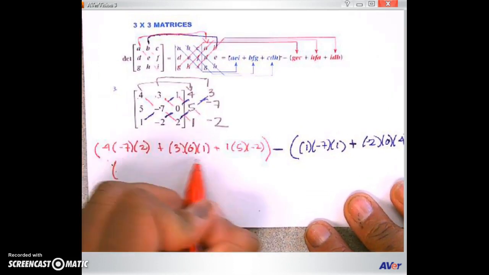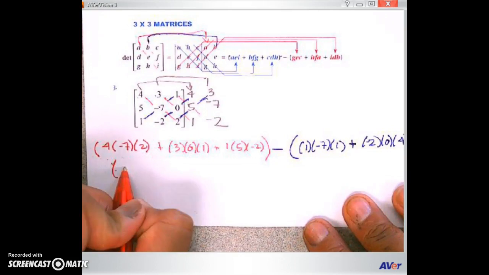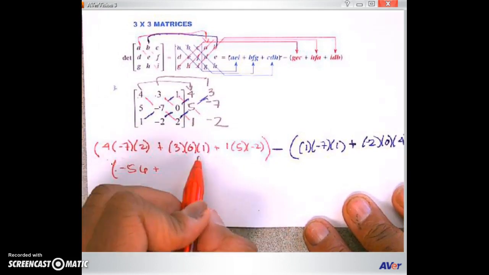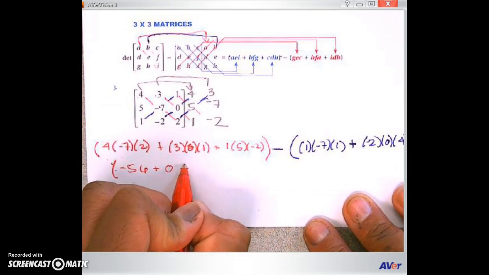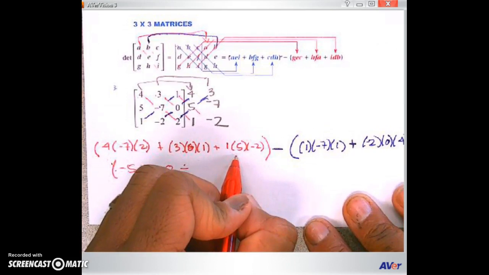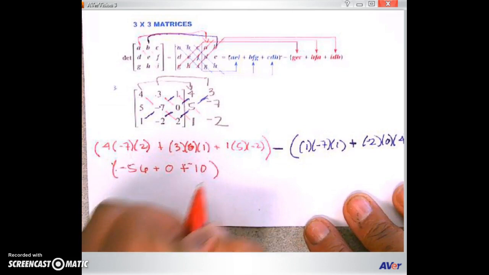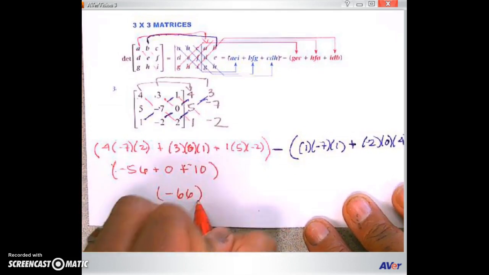You could do this all in your calculator if you wanted to, or if you wanted to show a little bit more work, that works as well. That's negative 56. Anytime you have a 0 in a matrix, it's kind of like less thought, because that's 0. And then when you multiply these ones, you get negative 10. So I'm just going to write minus or plus negative 10. Simplifying a little bit more, I get negative 66 for that portion.